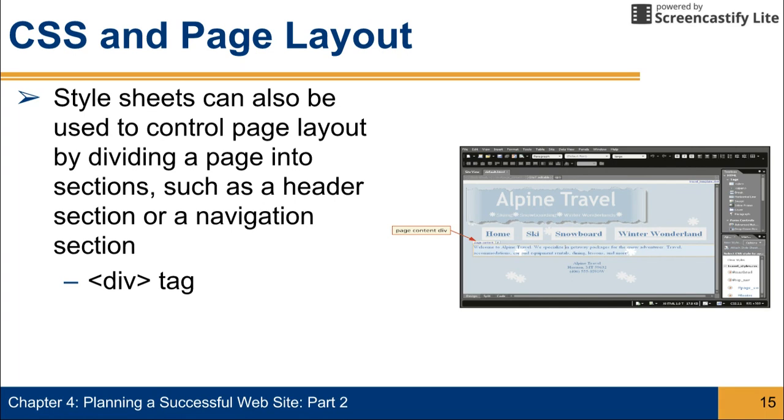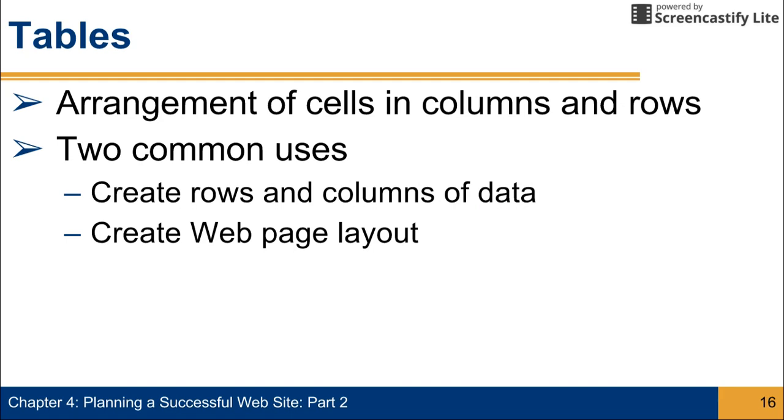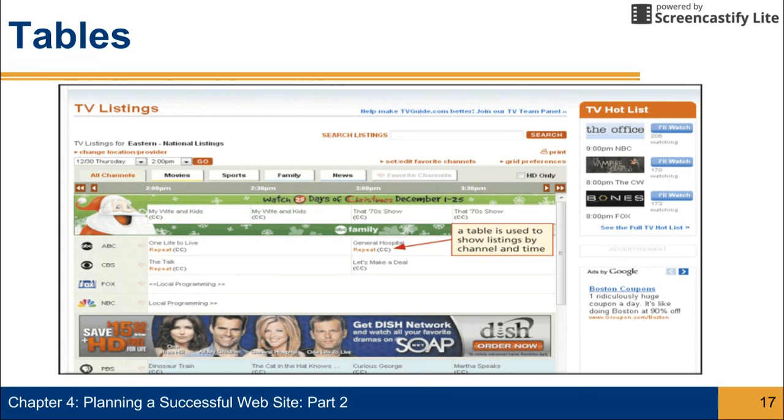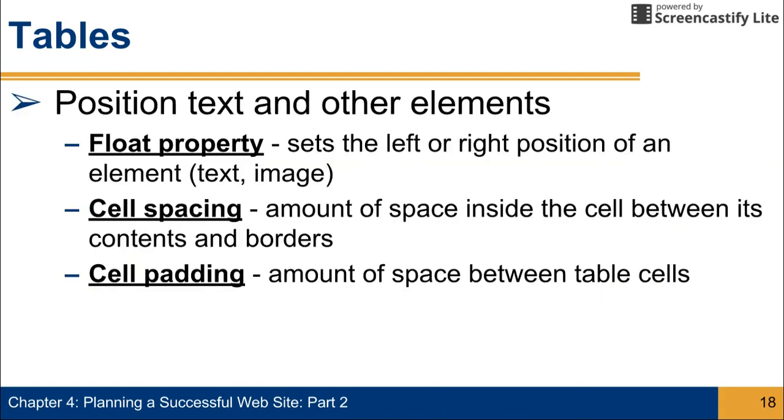So style sheets can also be used to control page layout by dividing a page into sections, such as a header or navigation, and using divs. And you've had lots of practice with that in Codecademy. And many designers will also use tables. Going back to what I was saying earlier about grids, tables have those columns and rows. You have your cells. And you can actually create a web page layout within a table. So you can see how they use a table here to show listings by channel and time. But there are various properties you need to know to be comfortable with tables. And just a handful of those are the float, the cell spacing, and cell padding.